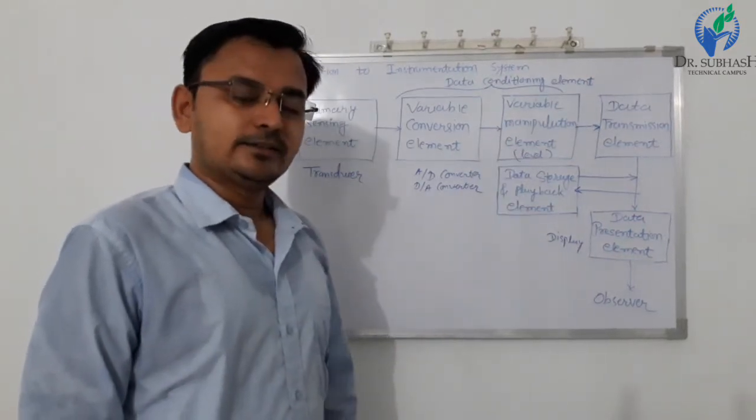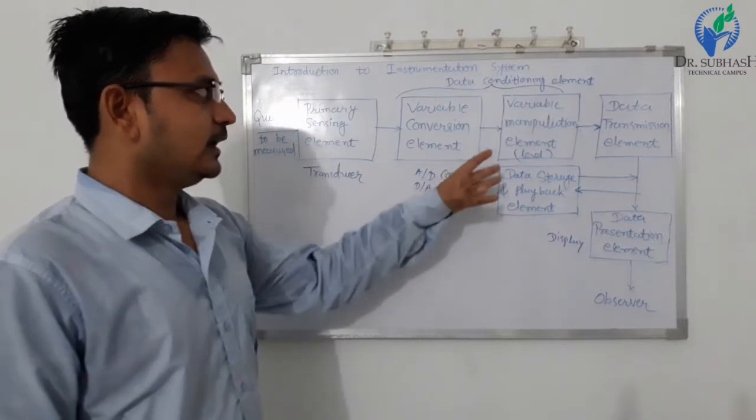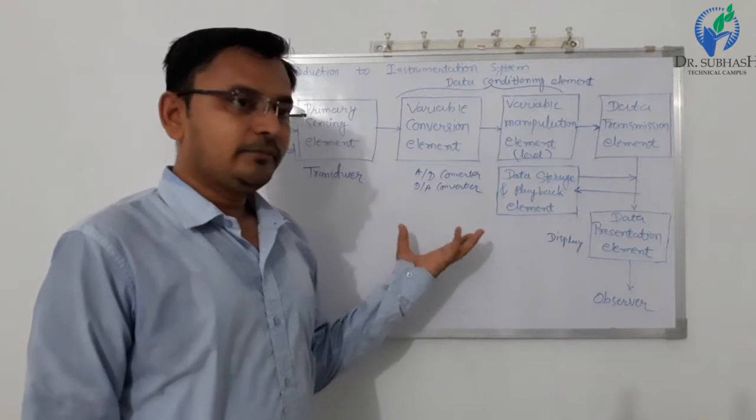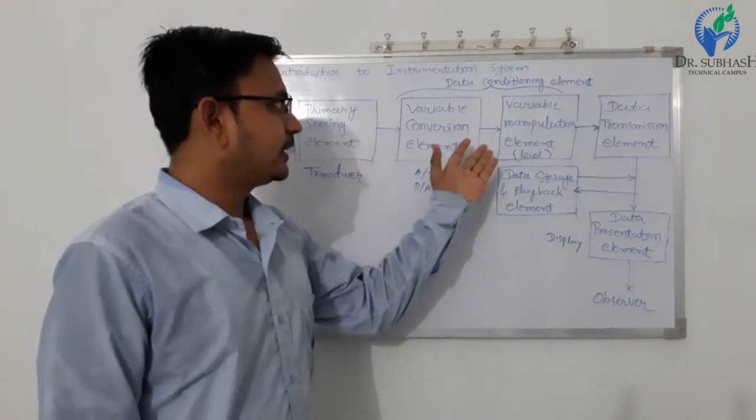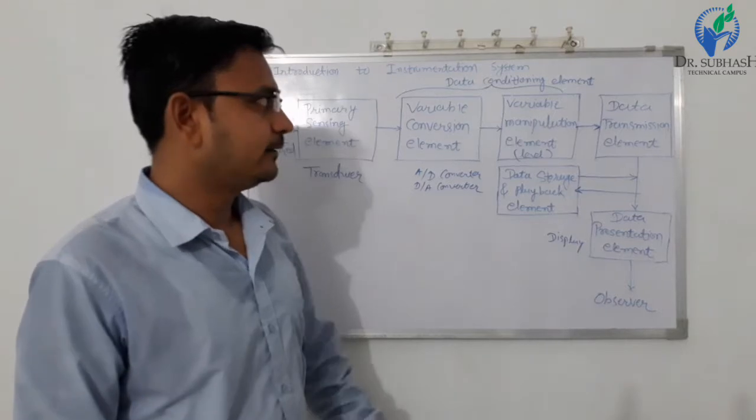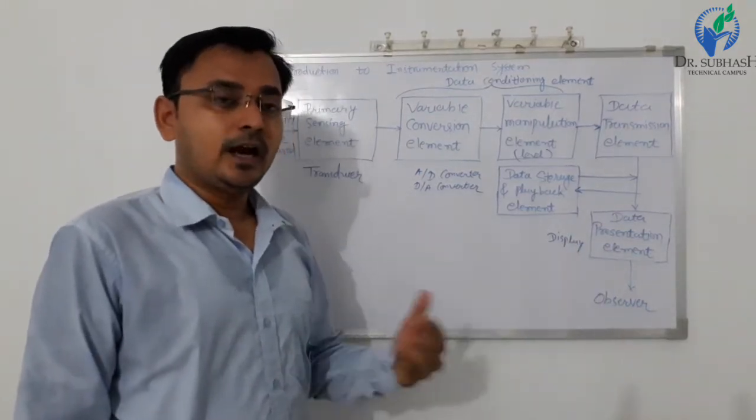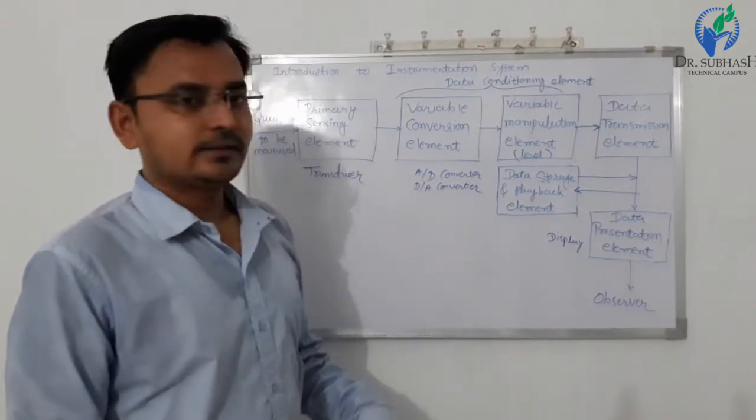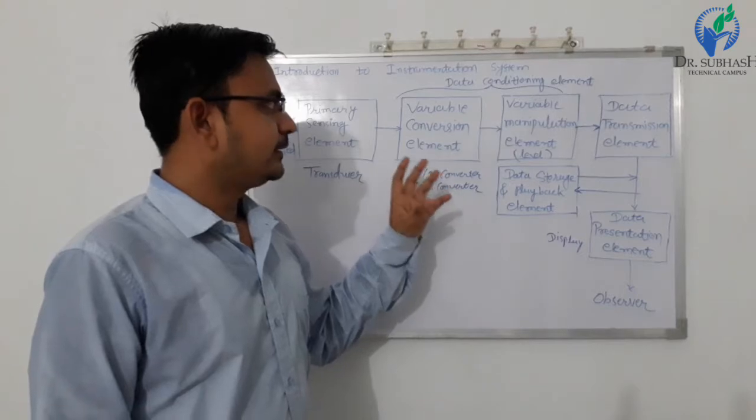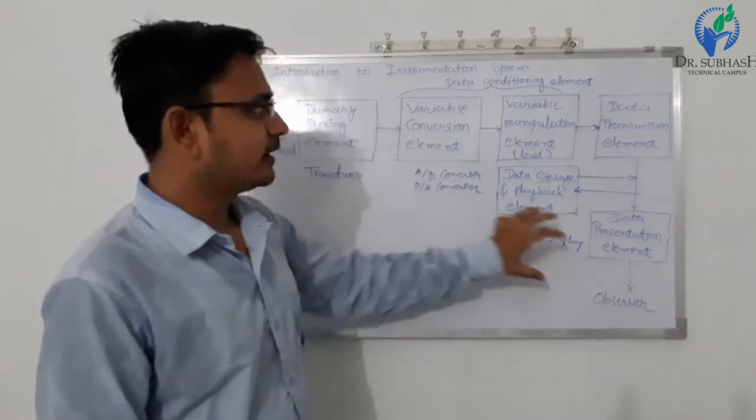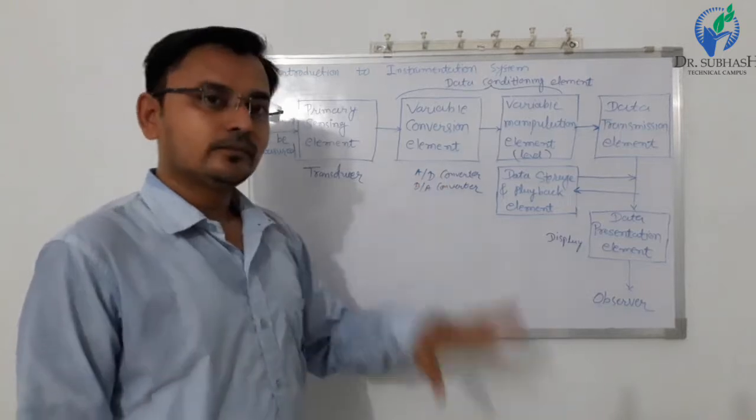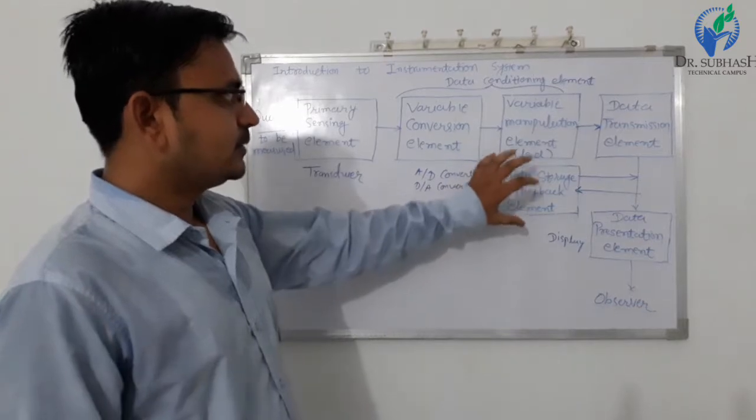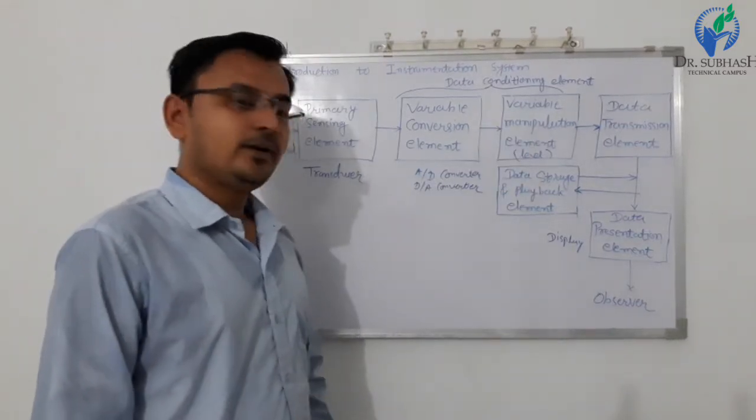In a variable manipulation element, we change the level of the signal. It means if the signal from the variable conversion element is very low and our requirement is very high, then we have to increase the level of the signal. In the other case, if the variable conversion element output is very high and our requirement is very low, then we have to reduce the level of the signal. So this is possible with the use of the variable manipulation element.